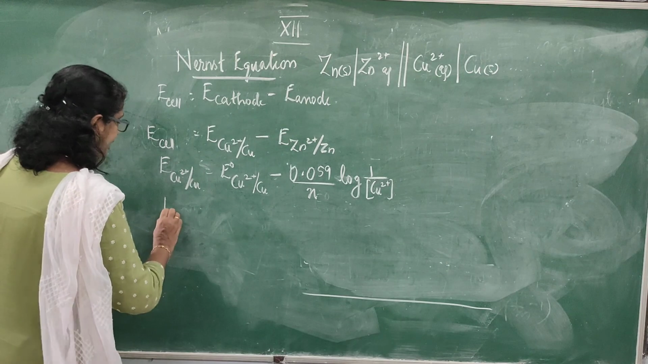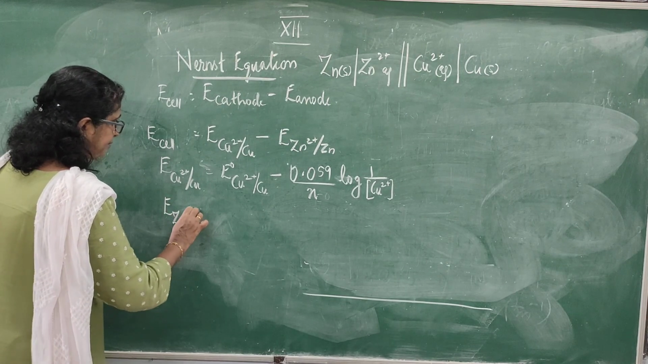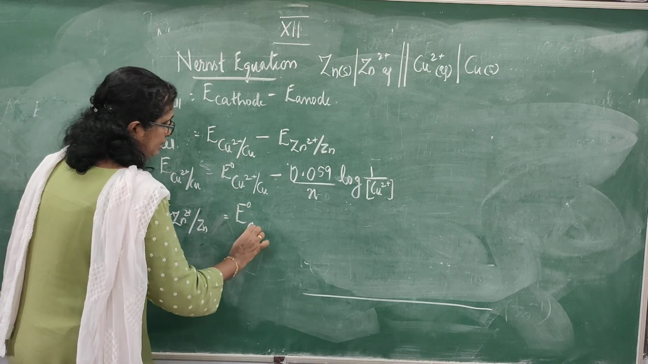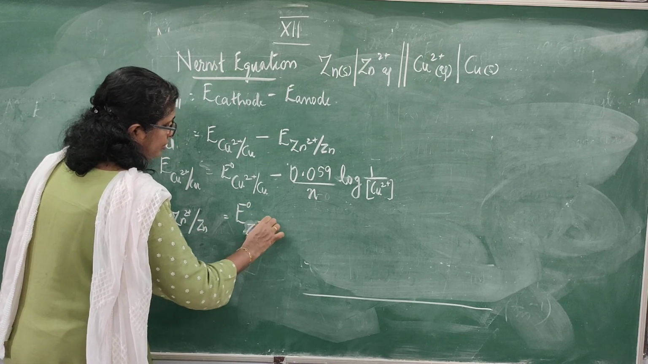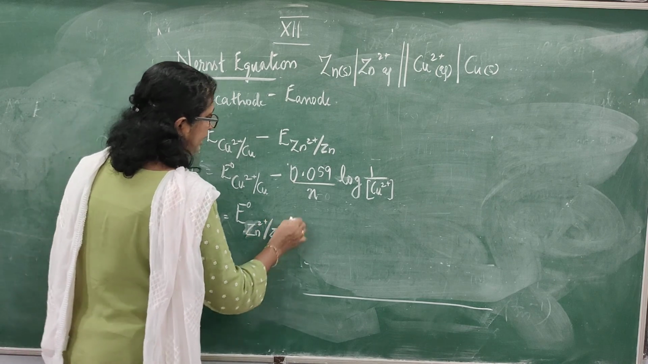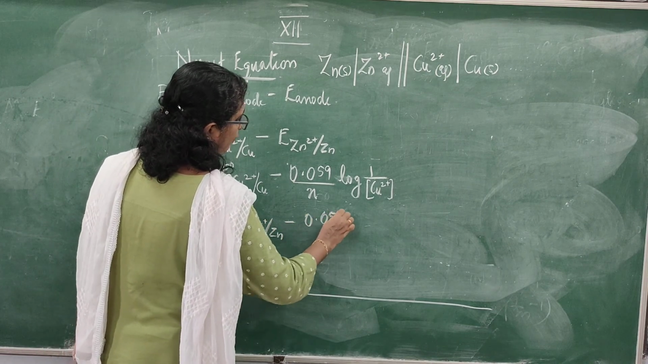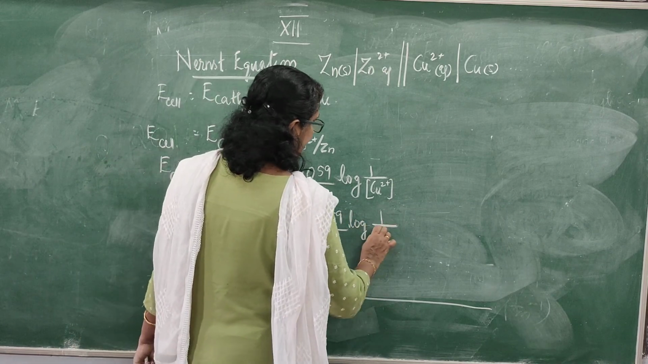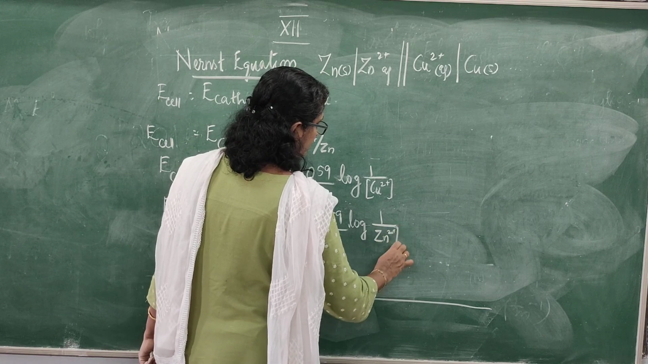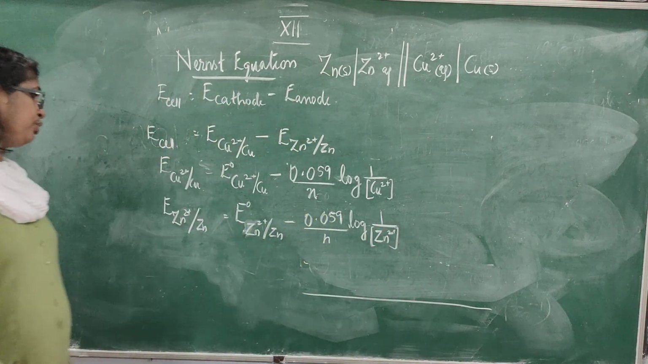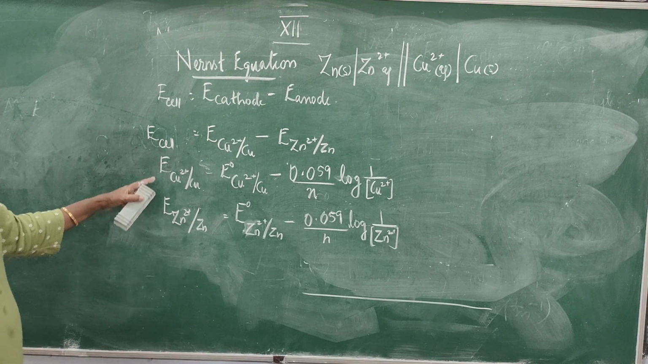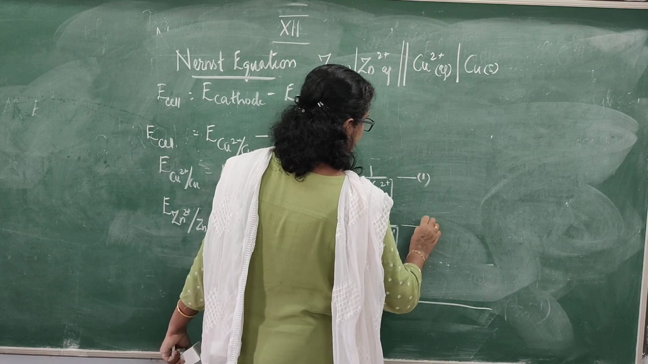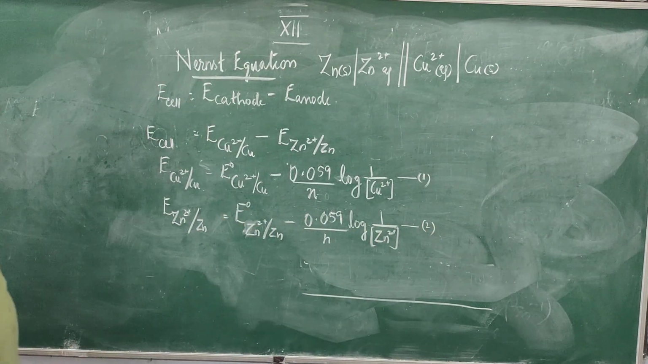Now, what is E Zn2+ | Zn? E Zn2+ | Zn is equal to E naught Zn2+ | Zn minus 0.059 by n log 1 by the molar concentration of Zn2+. So we know E for the copper electrode and the zinc electrode. Now what is E cell?